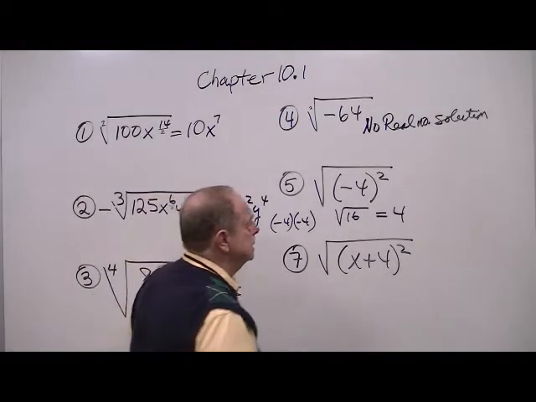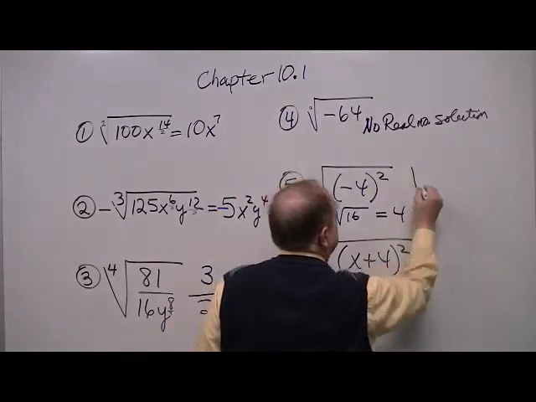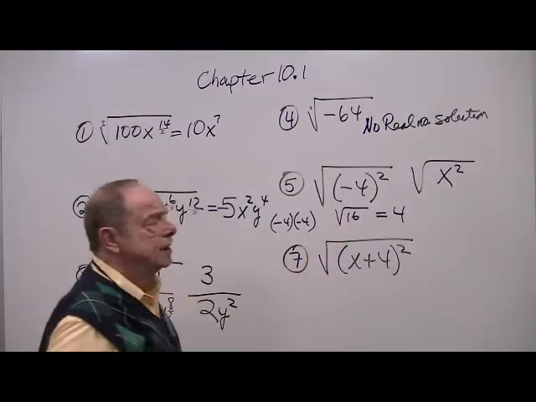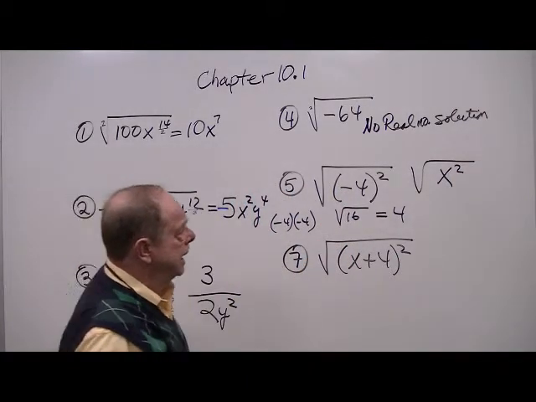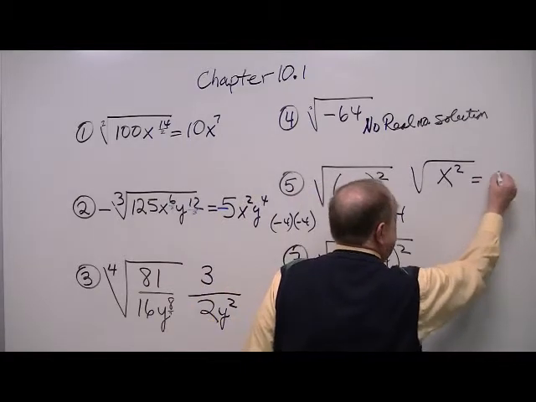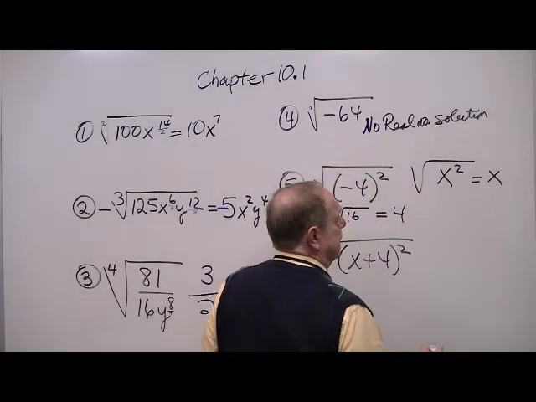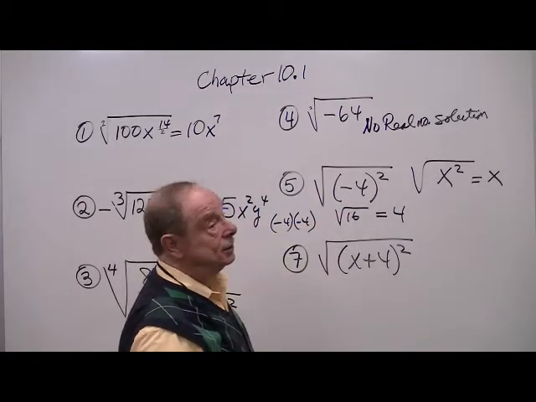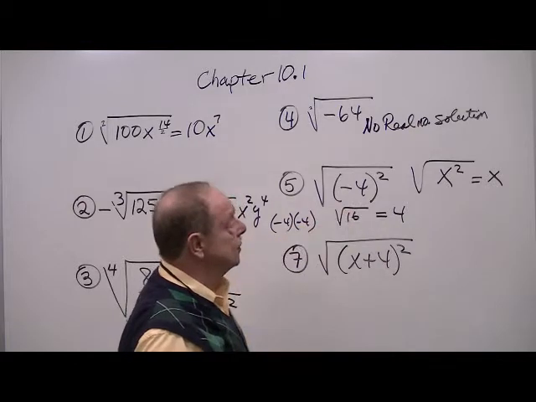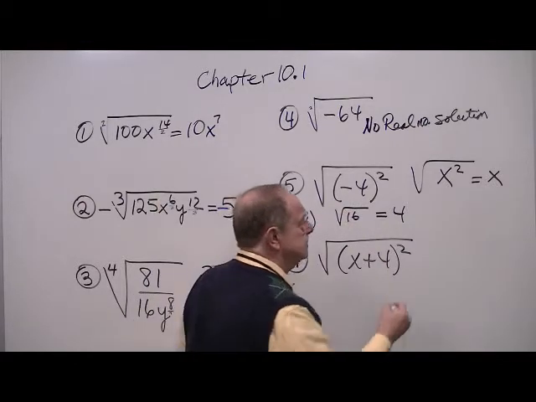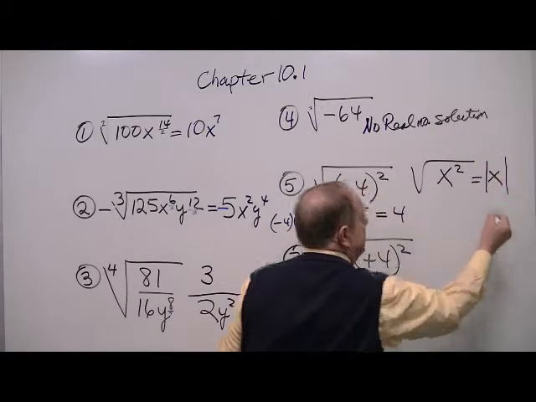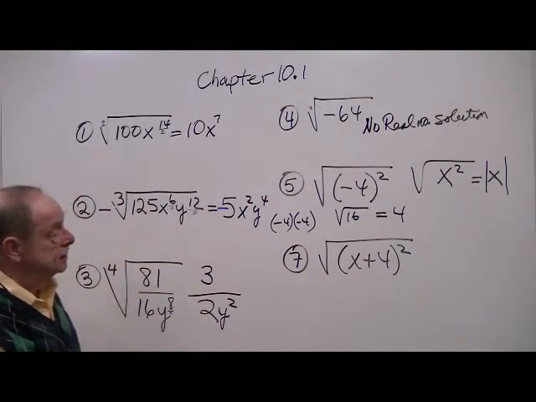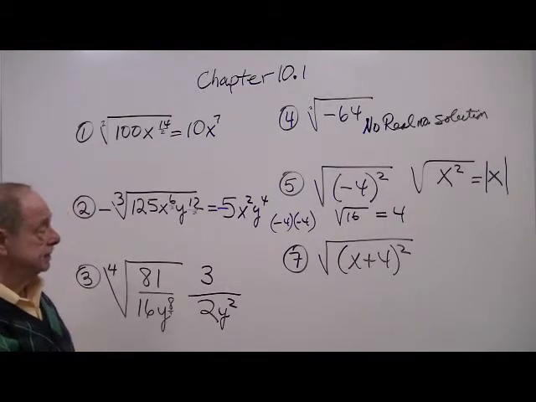Every once in a while, they'll give you something like the square root of x squared, and they'll ask, what's the value of that? And we know it's x, but how do we know if it was a negative x originally? Well, we don't know that, or a negative 4. And what we sometimes do is we'll put absolute value signs, knowing that when it comes out of the absolute value sign, it is positive.